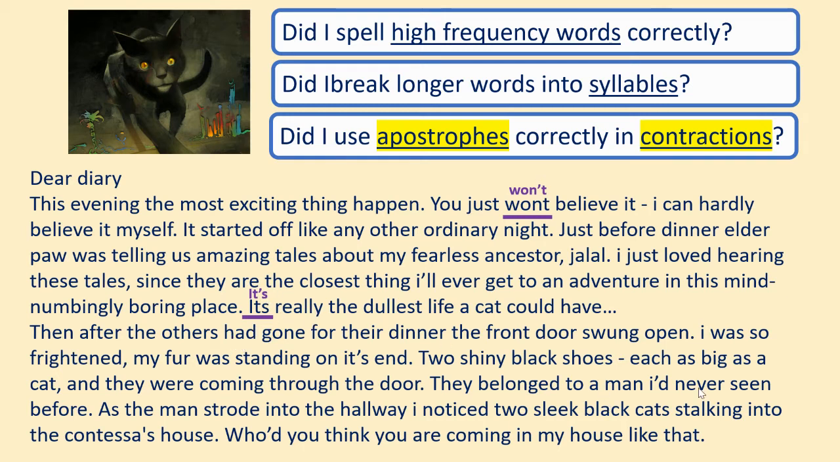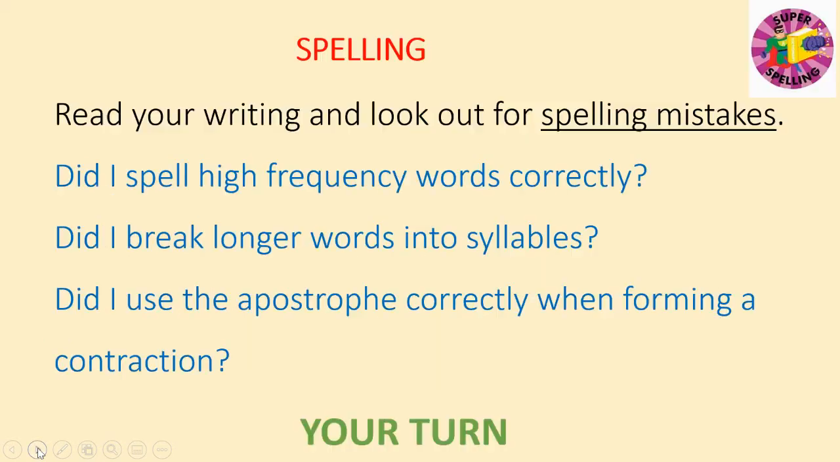And any more? Let's have a look and see what else I've underlined. Oh, now this is an interesting one because this has got the apostrophe, but it's different. My fur was standing on its end. It's belonging to its. This isn't a contraction for it is, because let's have a read: my fur was standing on it is end. Doesn't make sense. Its end belonging to it. This one is a really tricky one, and we'll look at this when we're back at school together, because this one doesn't need an apostrophe. It should be written like that, and we will look at that again.